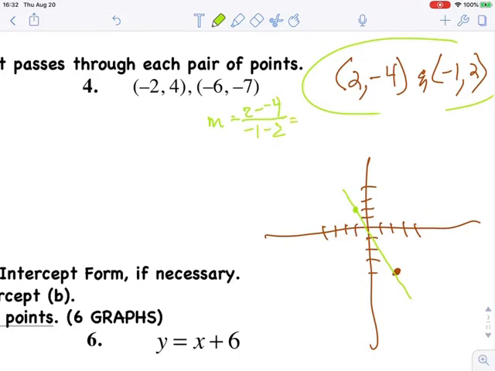Make sure you go in the same order. This is going to be subtracting negatives like adding a positive, so we've got 6 over negative 3. We need to simplify that. It simplifies to negative 2. Look at the graph. This confirms that the slope is negative.